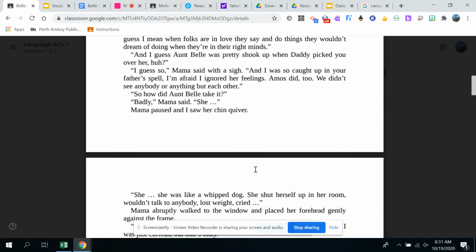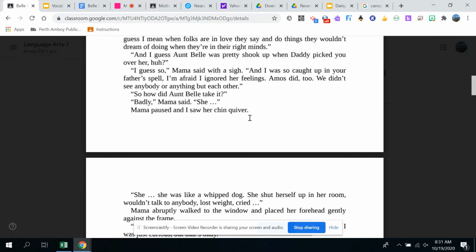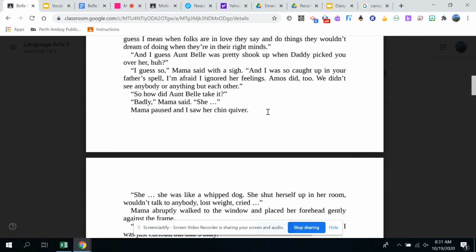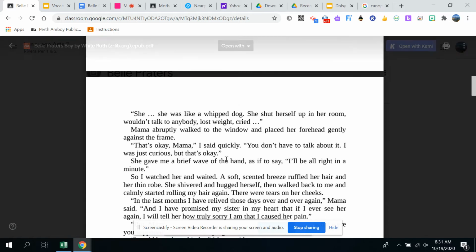Mama paused and I saw her chin quiver. What do you think that means if she's doing that? Why is her chin quivering? Because she doesn't want to say that in front of her, and because she feels bad. She feels bad, but what do you think would make her chin quiver? She probably wants to almost cry. That's why her chin might be quivering. She's like a whipped dog.